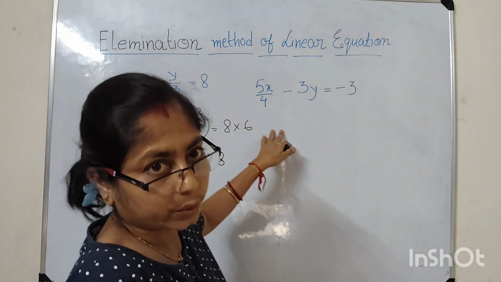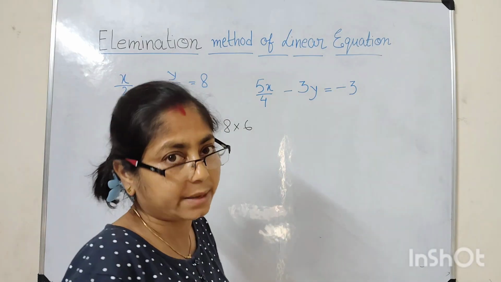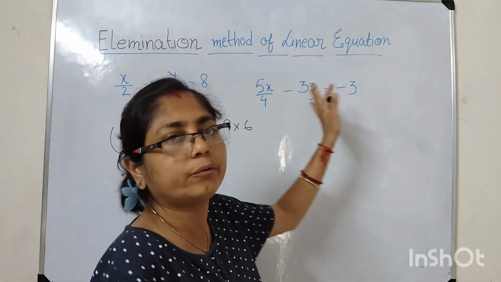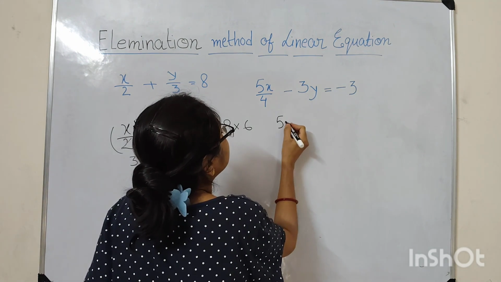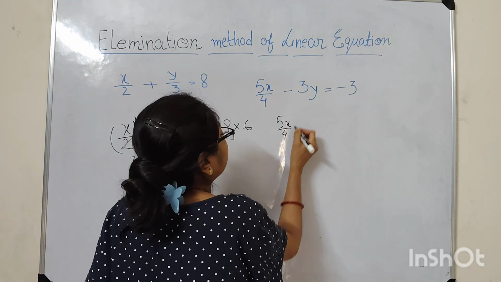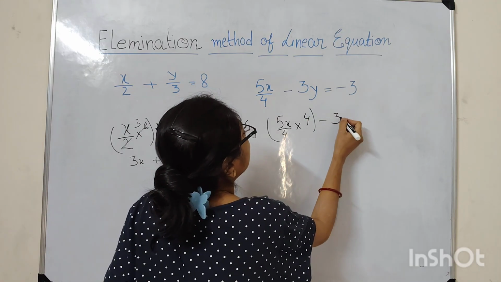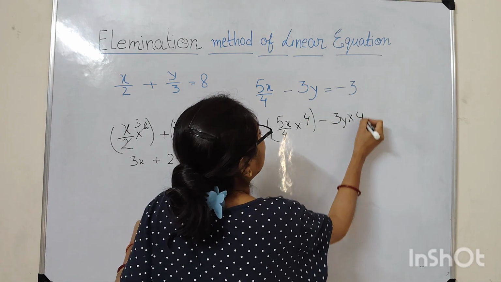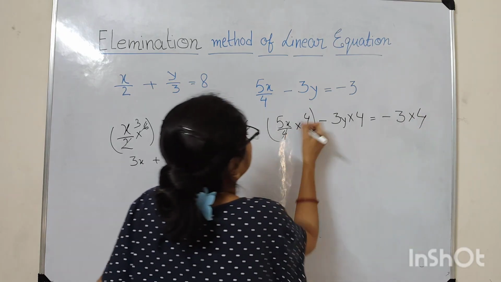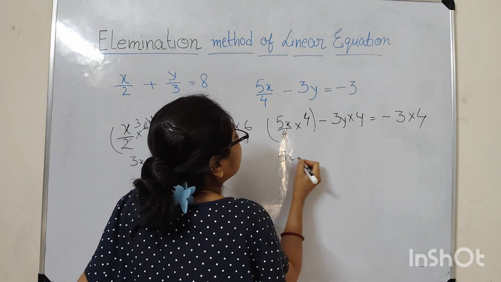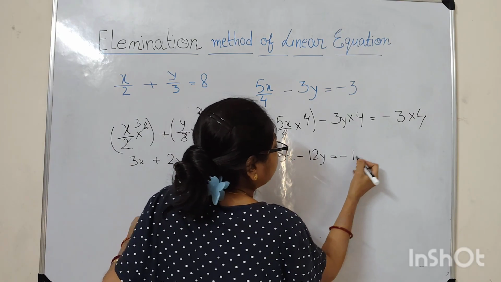Okay. Now, the second equation. There is a 4 and there is a 1. The LCM of 4 and 1 is 4. So you multiply the full equation by 4. So 5x by 4 into 4 minus 3y into 4 minus 3 into 4. Make it simple. That is 5x minus 12y minus 12.